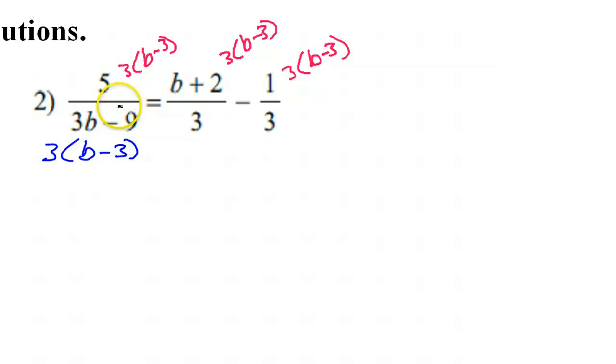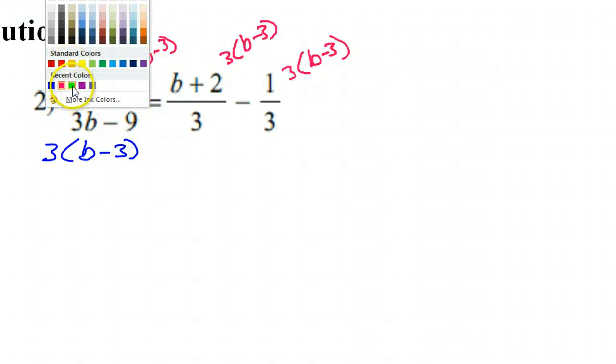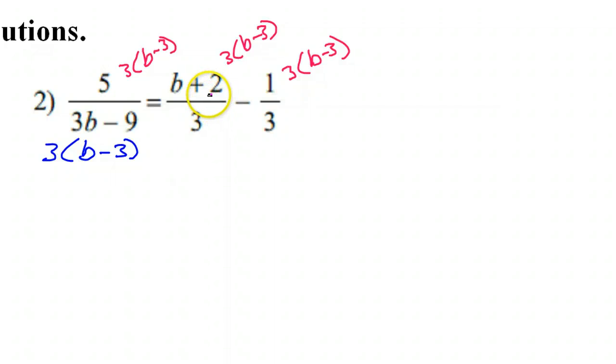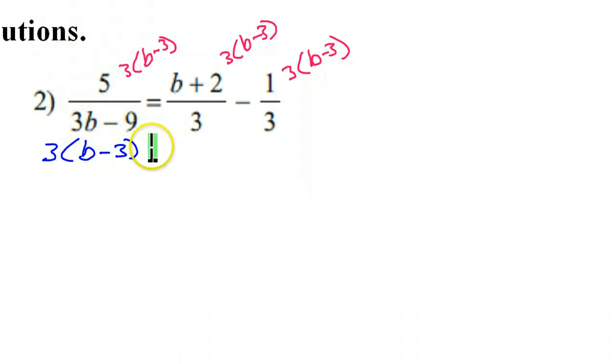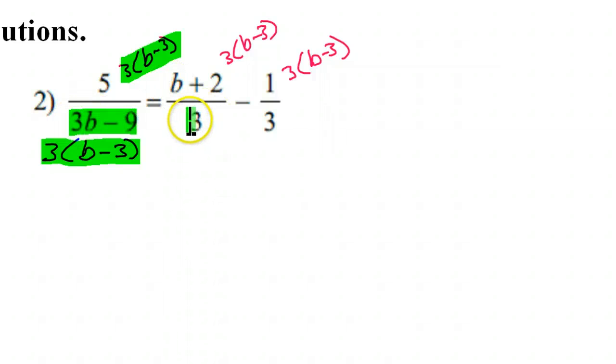Let's see what happens when I start canceling things out. I think I'll cancel using highlighter this time. Everything that I'm about to highlight cancels out. So the 3 times b minus 3 cancels out the 3 times b minus 3. The 3 cancels out the 3, and that 3 cancels out that 3.